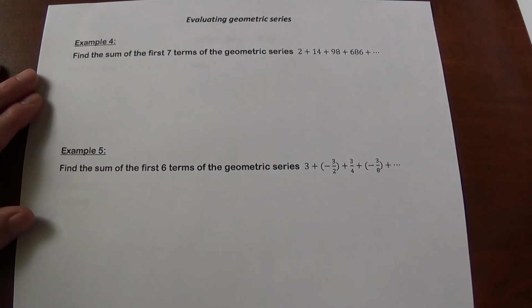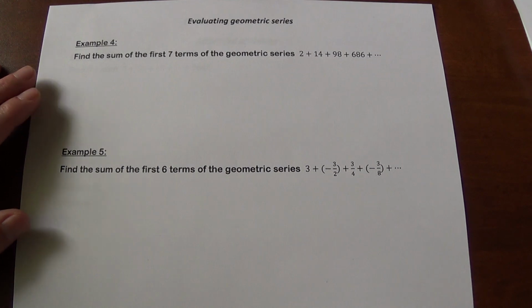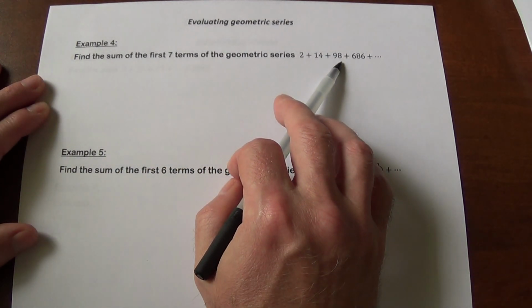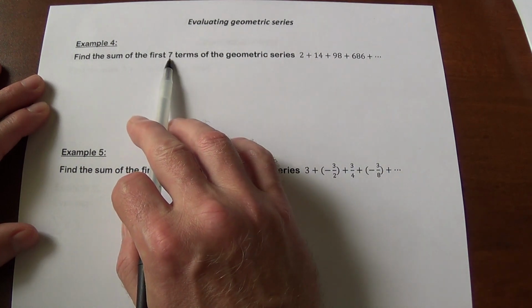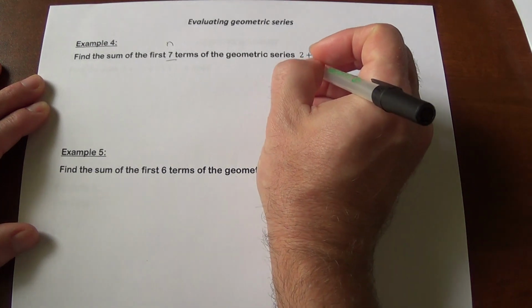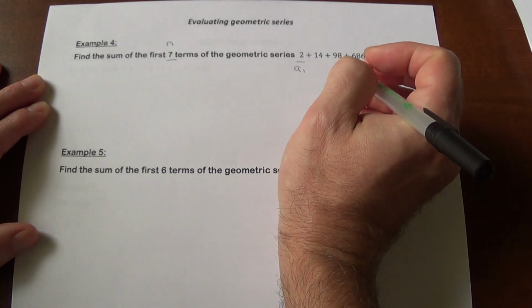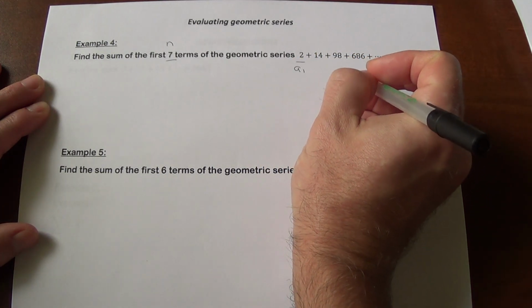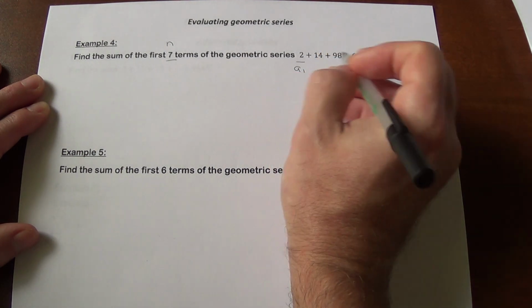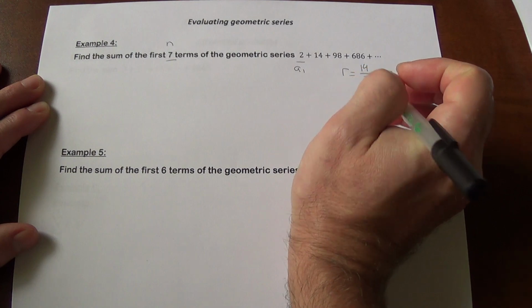Okay. Now we have problems that are slightly different. So here we have this geometric series that's given to us, and we want to find the sum of the first 7 terms. So we know the value of n. We know the first term. We need to find r. R can be found by dividing 2 consecutive terms. 14 divided by 2, for example, that's going to give us 7.